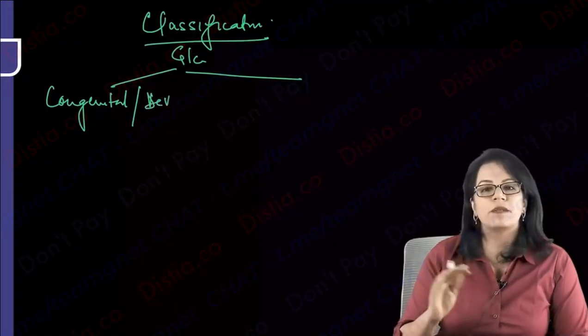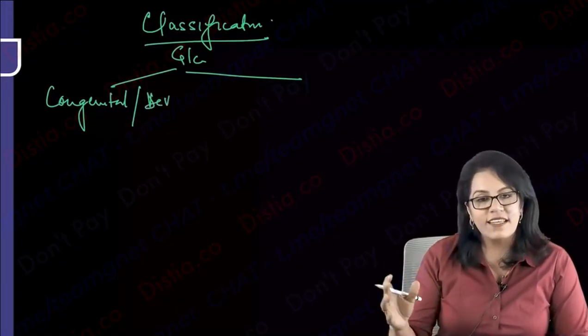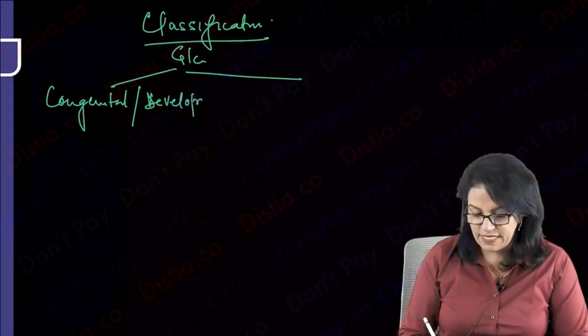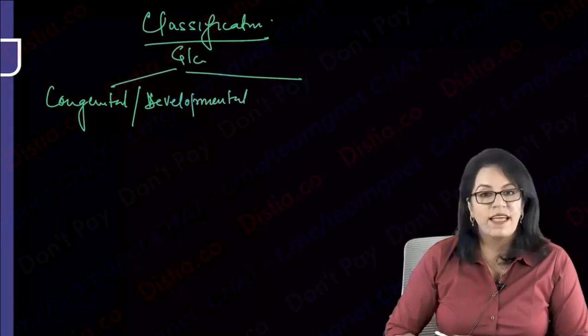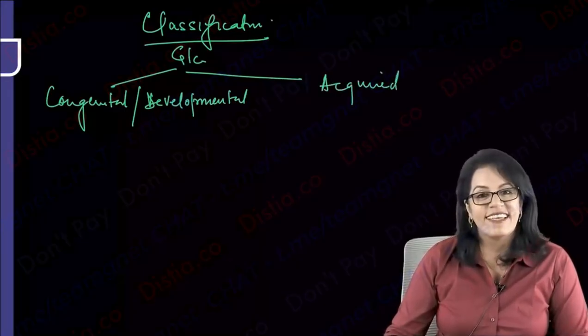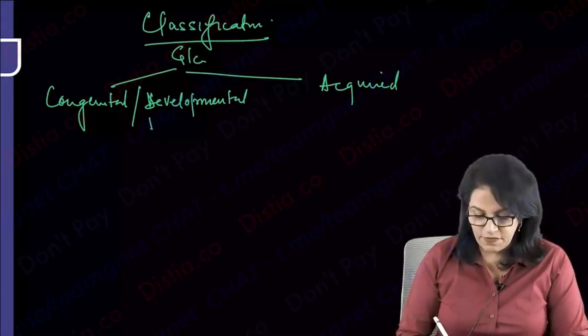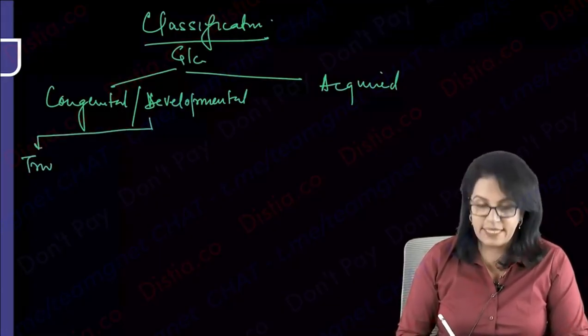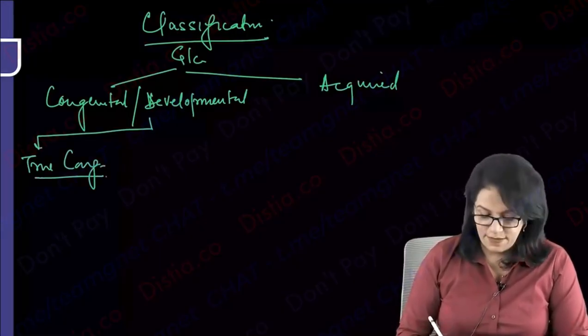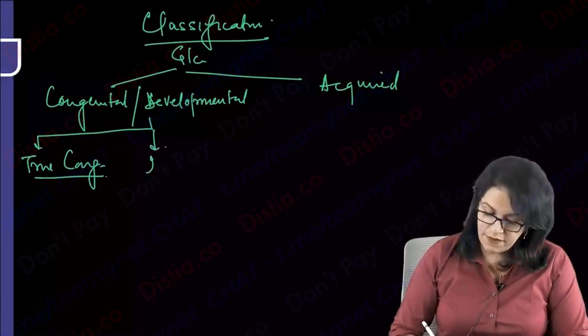Okay, talking about classification, glaucoma is again classified as congenital, which is also called developmental. I hope you know developmental means still adolescence and congenital is from birth. So we will subdivide it. Write down congenital or developmental glaucoma, and second is your acquired. Simple. When you say congenital, we further divide it as true congenital. True congenital means the child is born with the disease. Infantile.